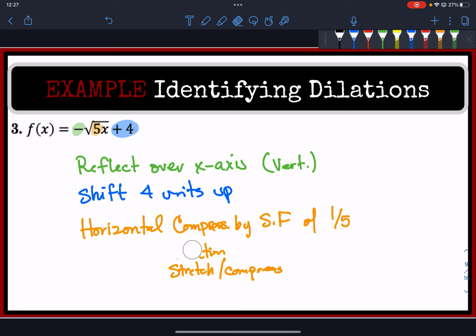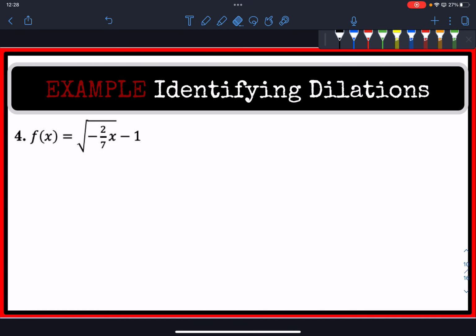So we do again that, and we end up again identifying this as a horizontal compression. So with the horizontal dilations, flip the number, and then using that flipped number, see what happens naturally when we multiply by that value. So if I multiply anything by 1/5, notice that the number gets smaller, so it's going to be a compression. So for example, on this one right here, since the number that we're multiplying is by 2 over 7 and it's on the inside, that is going to be a horizontal dilation.